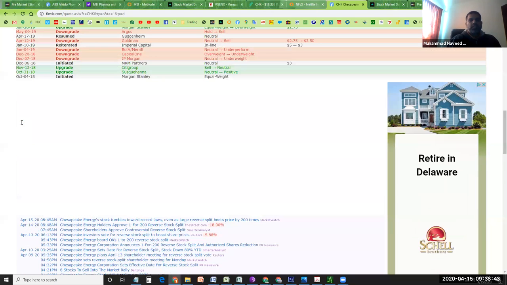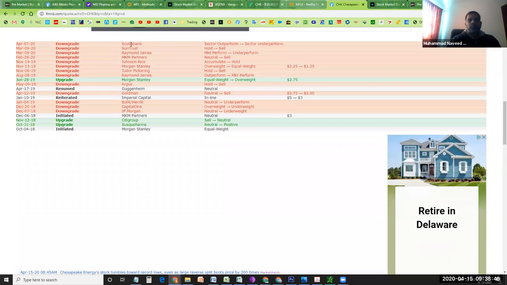This is an analyst from Scotia Bank, which says that they have downgraded. So an upgrade would be go ahead, buy it. A downgrade would be don't buy it, sell it. See, from hold to sell, but that was on March 9th. April 7th, it was further downgraded.